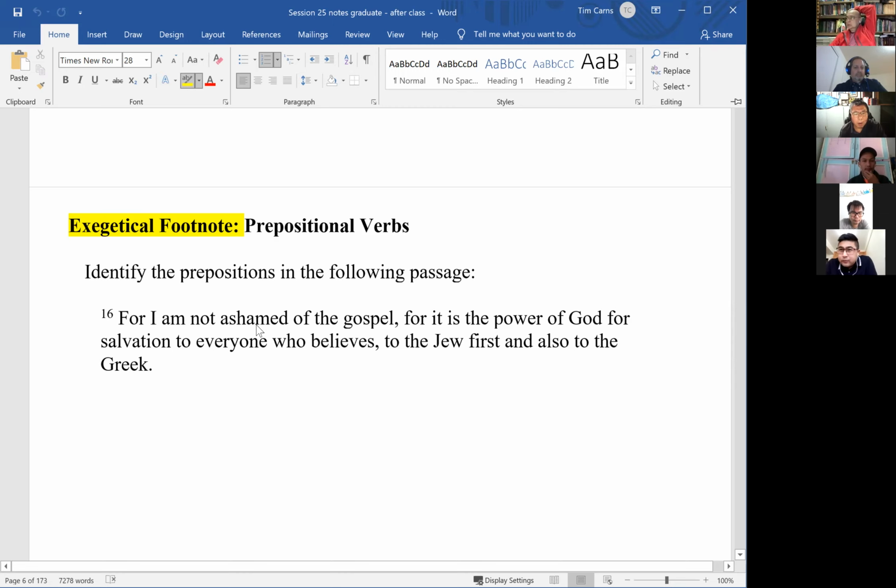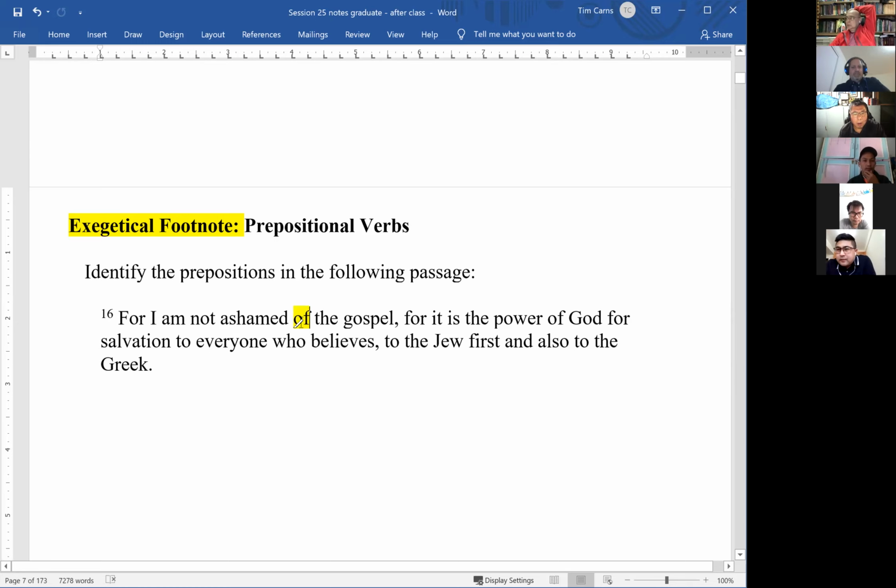Prepositional phrases would be of the gospel. Okay, just the prepositions. You don't need to, just identify. Of. Okay. And then for it is the power, and then of God, of. Okay, good. For salvation, for. All right, good. To everyone, to. Who believes. Remember, who is a relative pronoun. Relative pronoun. Okay, Pastor. And then to the Jew first, to. Okay, good.